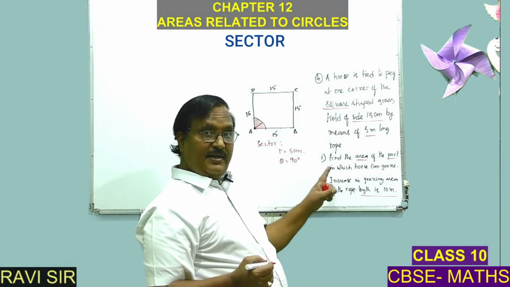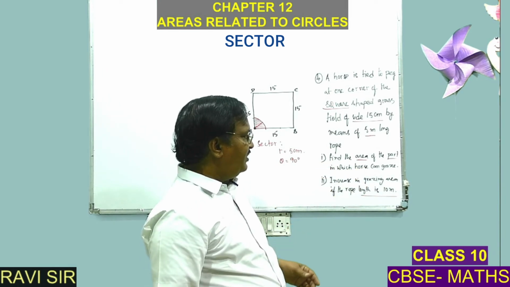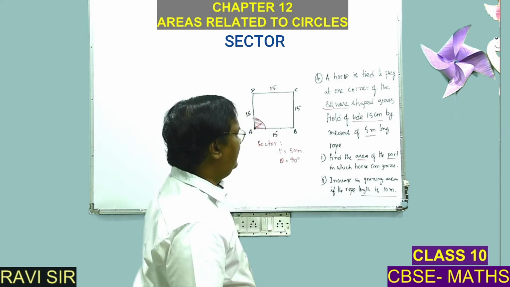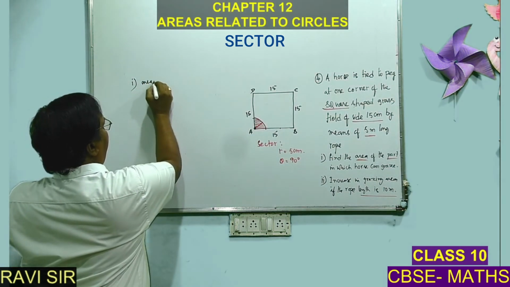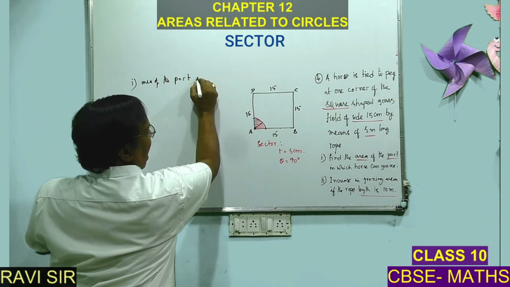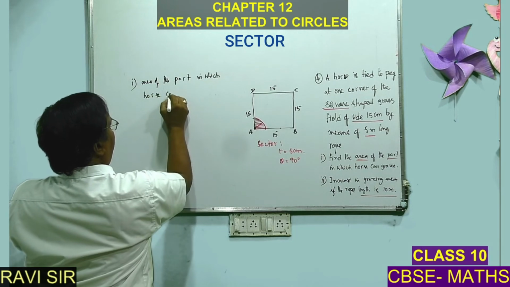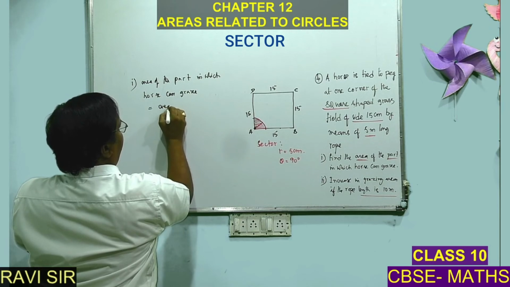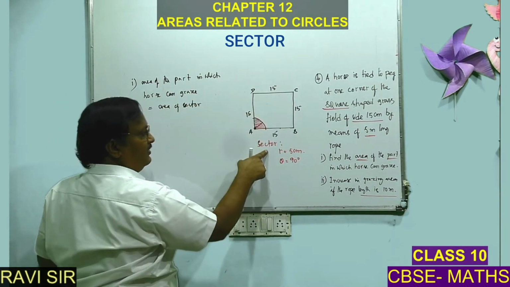So now let us read the question again. First question: find the area of the part in which the horse can graze. That means we have to find the shaded area. So it is a direct question. So write the first question: area of the part in which horse can graze is equal to area of the sector. The sector I have shown in the figure and written here.